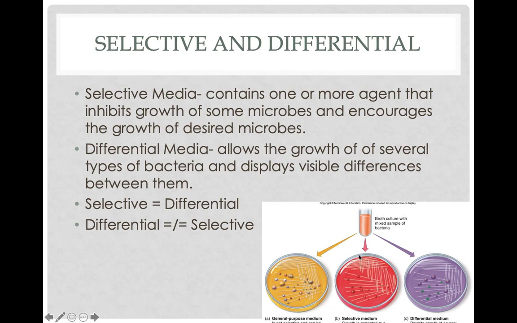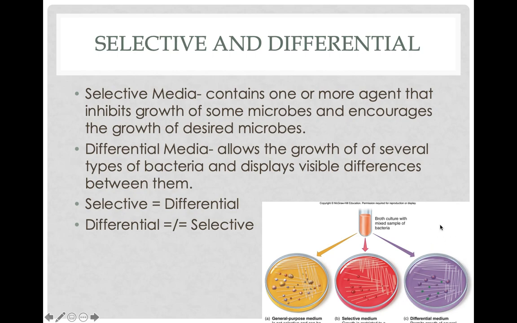Now I know what they have. So selective media uses some sort of property about the bacteria to allow it to grow while killing off pretty much everything else we're not interested in. Differential is the opposite of that.